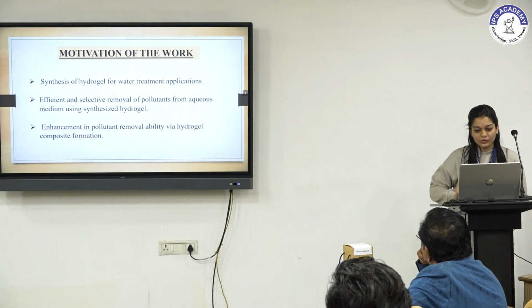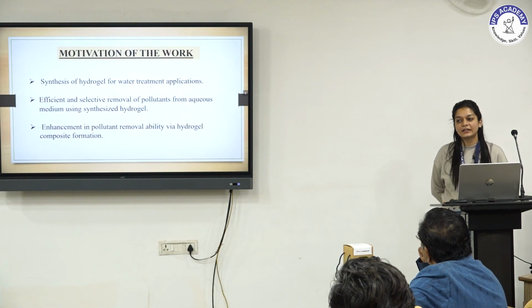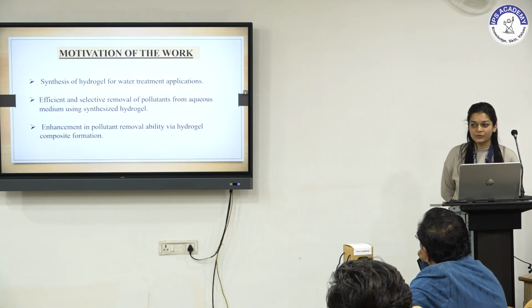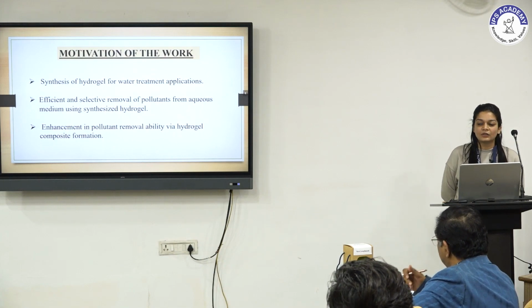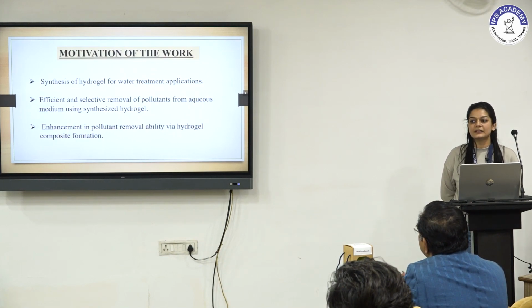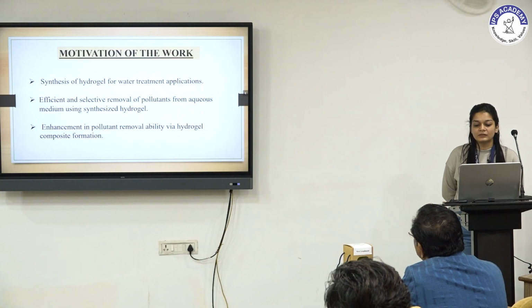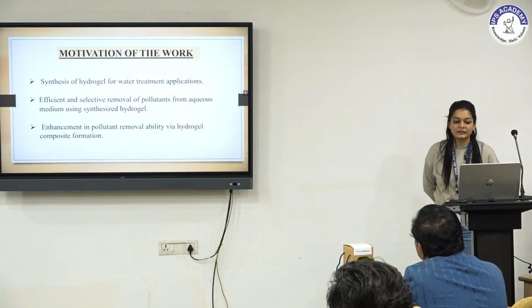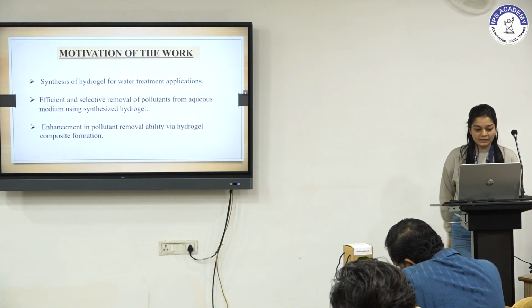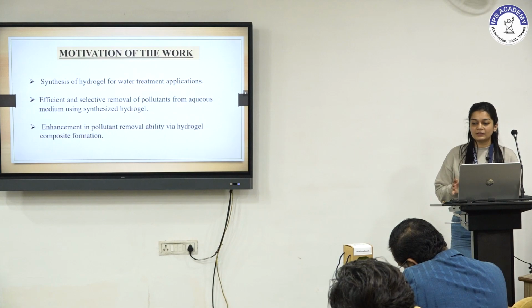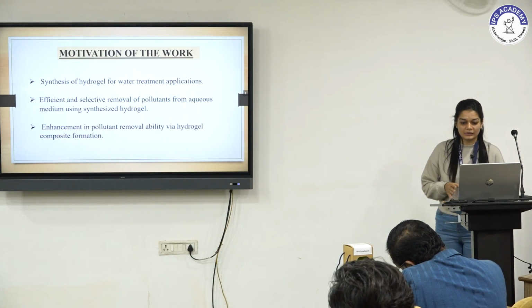Now, our motivation for this work: we synthesize a hydrogel, then utilize that hydrogel in water treatment applications, and further check its efficiency and selectivity towards organic pollutants or any other pollutants available in the wastewater. After that, we are trying to enhance the adsorption capacity of that particular hydrogel by reinforcing it with a reinforcement.